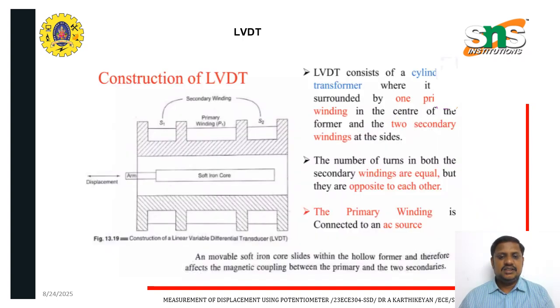Next we have the LVDT, the linear variable differential transformer. We have a cylindrical transformer with an iron core in the middle. The displacement is the movement of the core, as we saw previously. We have the primary and secondary windings. Based on where the core is located, it produces the output of the LVDT. It may be primary or secondary, and based on the movement it produces the output. That is called a linear variable differential transformer.